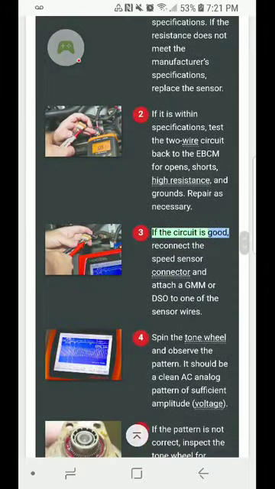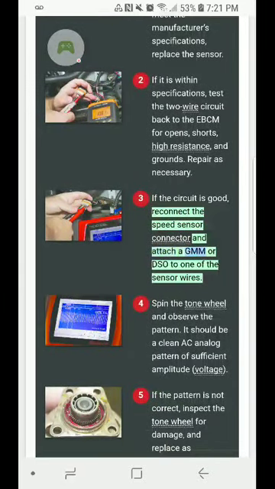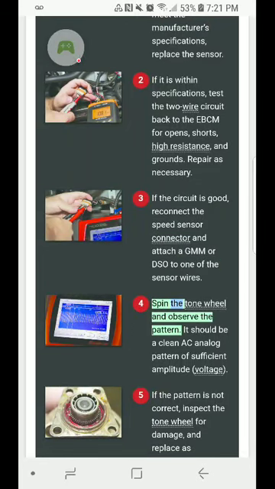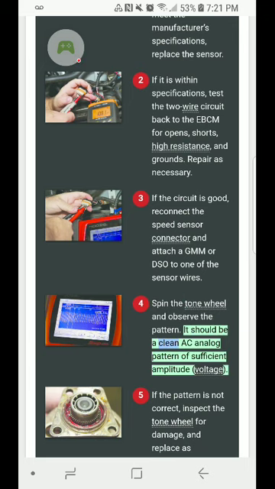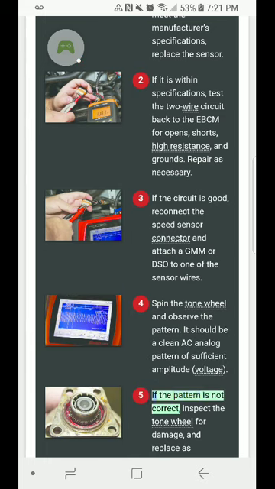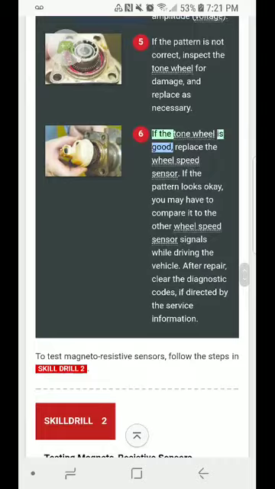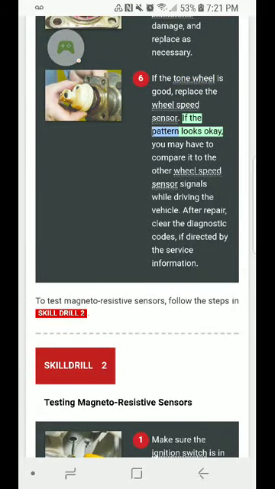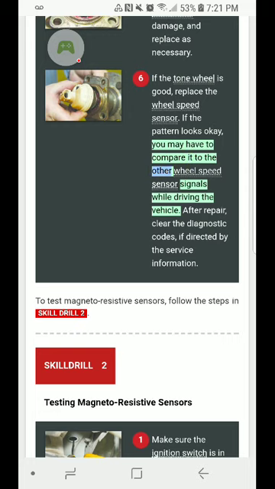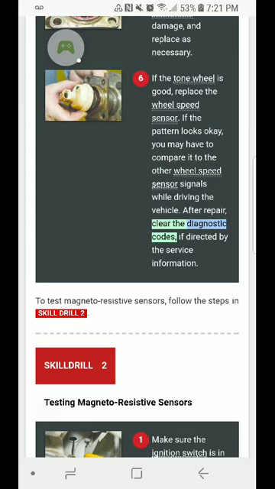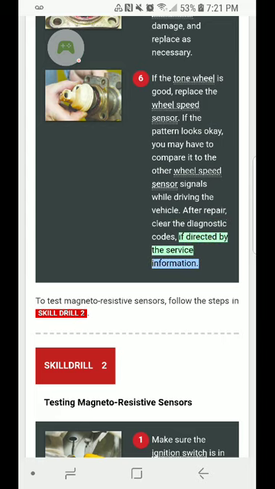3. If the circuit is good, reconnect the speed sensor connector, and attach a GMM or DSO to one of the sensor wires. 4. Spin the tone wheel, and observe the pattern. It should be a clean AC analog pattern of sufficient amplitude, voltage. 5. If the pattern is not correct, inspect the tone wheel for damage, and replace as necessary. 6. If the tone wheel is good, replace the wheel speed sensor. If the pattern looks okay, you may have to compare it to the other wheel speed sensor signals while driving the vehicle. After repair, clear the diagnostic codes, if directed by the service information.